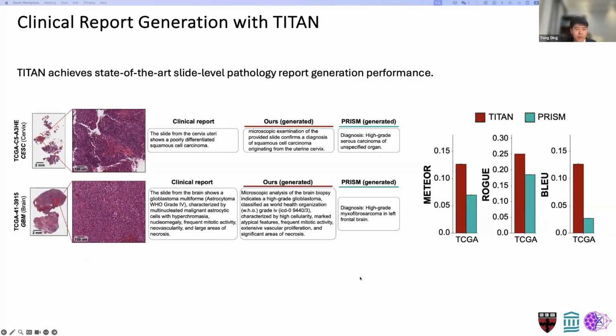And further to that, thanks to the CoCa training objective, Titan is also capable of doing captioning for the slide. And we evaluate this on the TCGA datasets as well. And we calculate several natural language processing metrics using the ground truth TCGA report and our generated reports, and Titan also demonstrates better performance than other models.